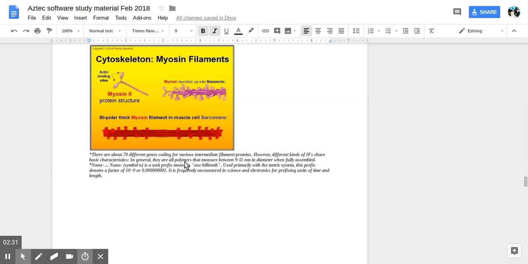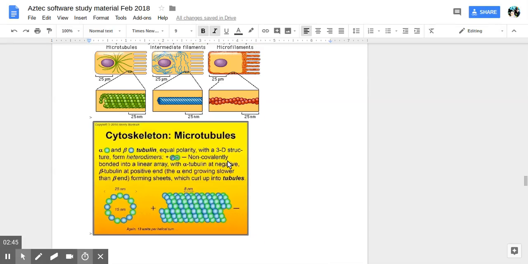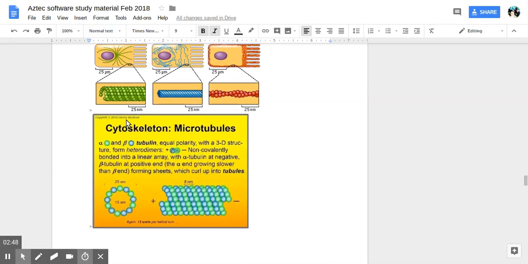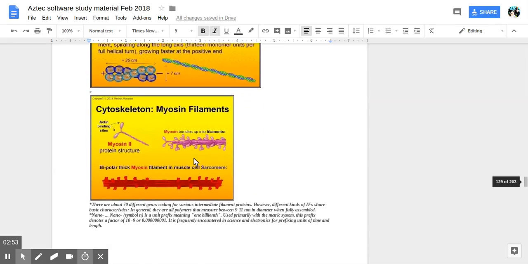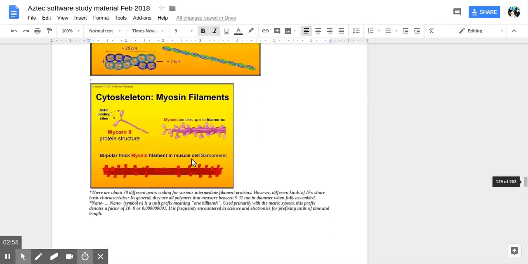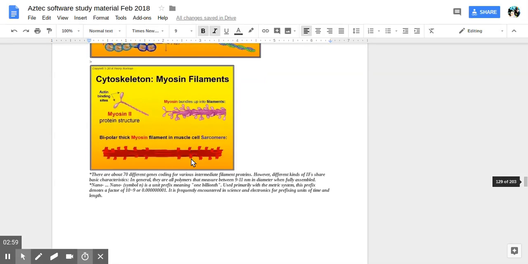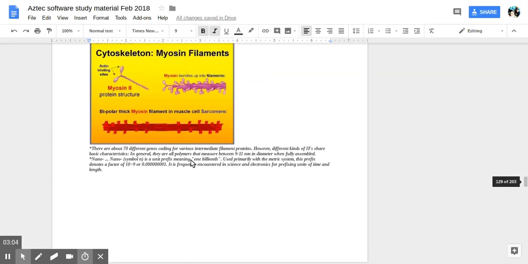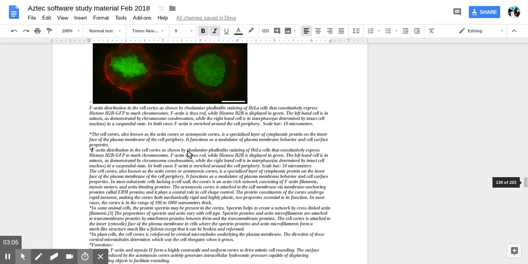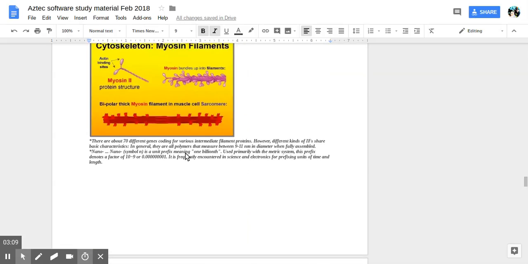For example, the intermediate filaments are in the middle range. I believe the microtubules were about 25 nanometers. So intermediate are about 11-ish. It says here 9 to 11 nanometers in diameter when fully assembled. So nanometers is a unit used in science, a unit of length, as opposed to time, etc. Okay, so we're going to continue learning more about the cytoskeleton.